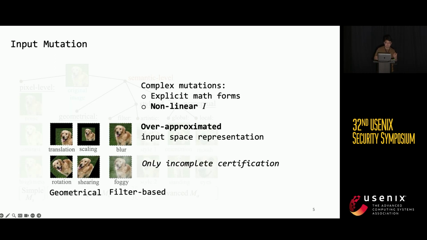There are also some more complex mutations such as geometric mutations, including translation, rotation, and filter-based mutations such as blurring and adding weather filters. These mutations also have explicit math forms, but their resulting input space is nonlinear. To certify robustness towards these mutations, the input space is usually over-approximated, and only incomplete certification can be delivered.